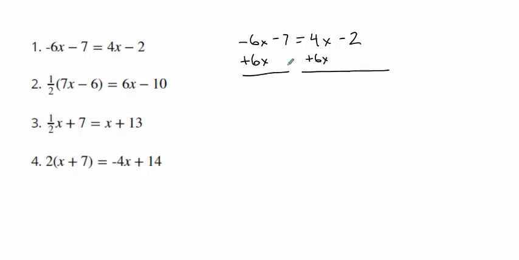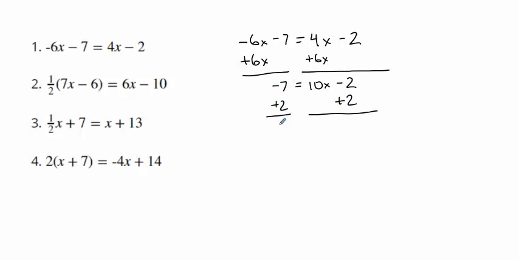Just like the hangers. So now I have -7 is equal to 10x minus 2. My next goal, as I'm looking at this equation, is to get this variable by itself. So in order to do that, I'm going to get rid of this minus 2. If I'm subtracting 2, to get back to 0, I'm going to add 2. I have to do it to both sides.